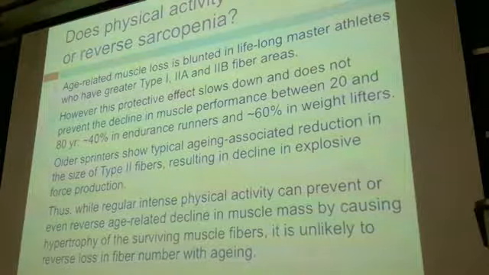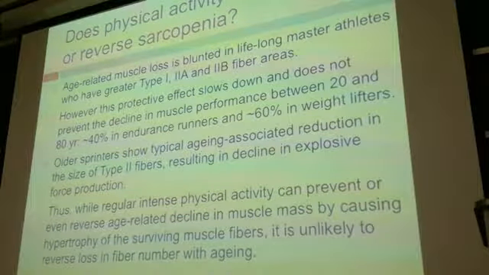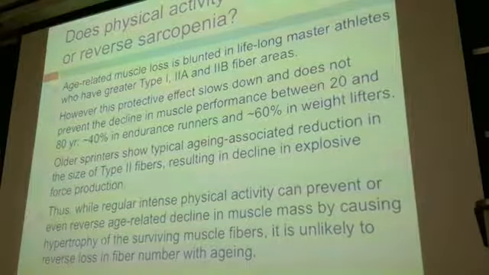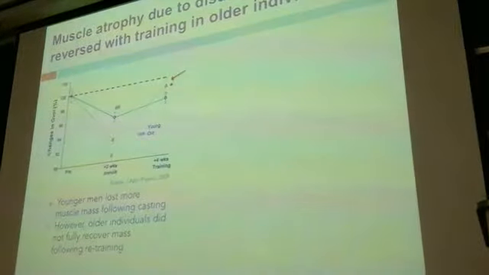What it does, and I think I have an example of this later, it causes hypertrophy of the type 1 fibers. The type 1 fibers are relatively resistant to aging, but it doesn't really do much for the type 2. So the muscle may look as big as it was in youth, but there's a shift from a mix of type 1 and type 2 fibers to mostly type 1, with loss of type 2. And exercise does not prevent that loss of type 2. So I'll show you some data, actually, just to provide an illustration of that.